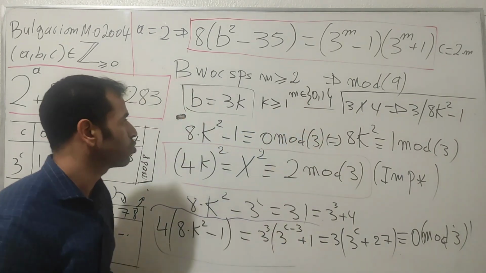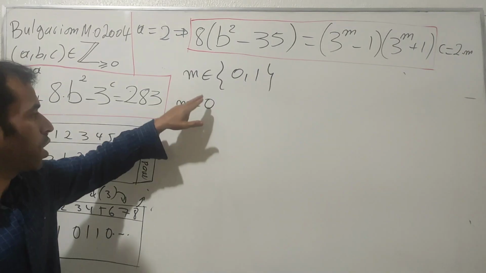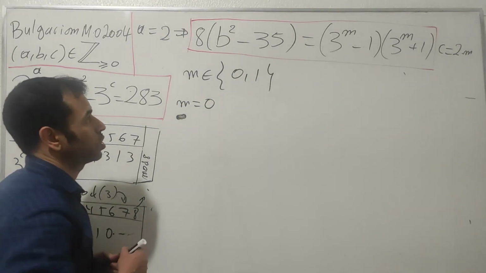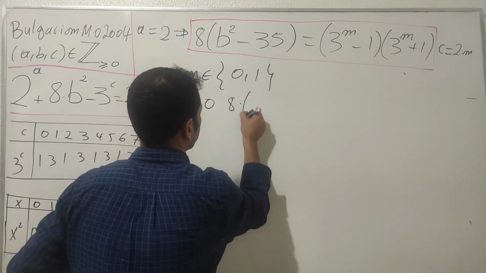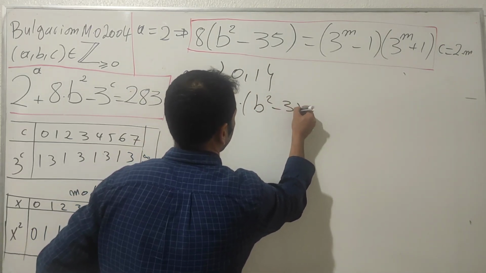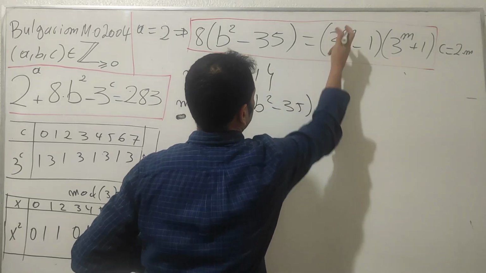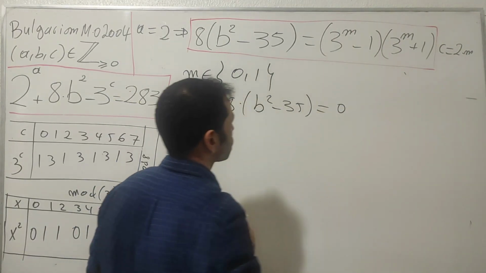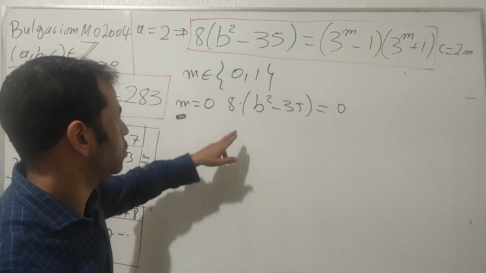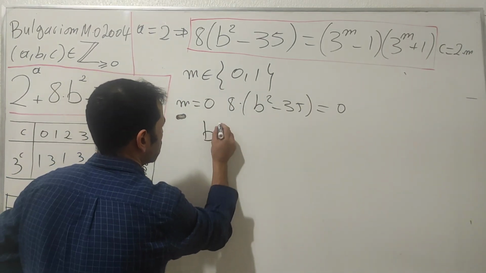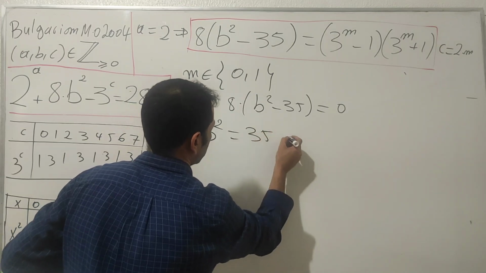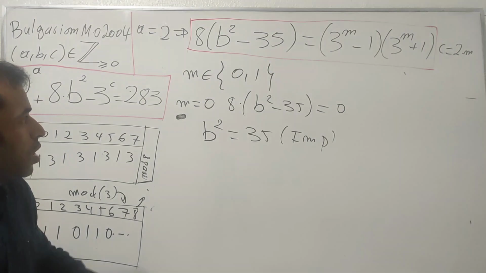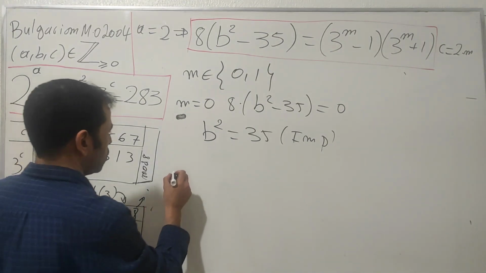Okay? Let's get rid of this one and move on to the solution. We are going through each case. m equals 0. Let's replace m with 0 in this equation. I get 8 multiplied by b squared minus 35, which equals 3 to the 0, which is 1, 1 minus 1, which is 0. Okay, clearly we have 0 here, which means b squared equals 35. It's clearly impossible because 35 is not a perfect square.